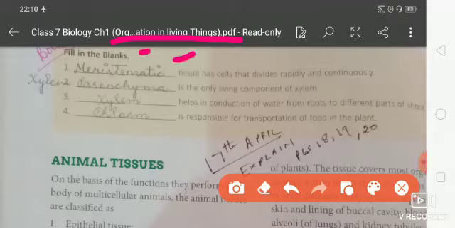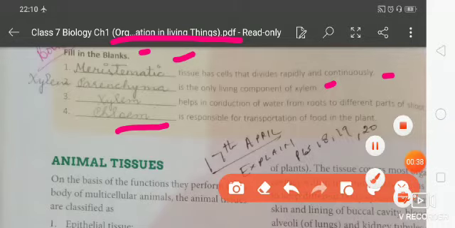You know that meristematic tissue has cells that divide rapidly and continuously, and xylem parenchyma is the only living component of xylem; the other components are non-living. Next one is xylem. It helps in conduction of water from roots to different parts of the shoot, and phloem is responsible for the transportation of food in plants.